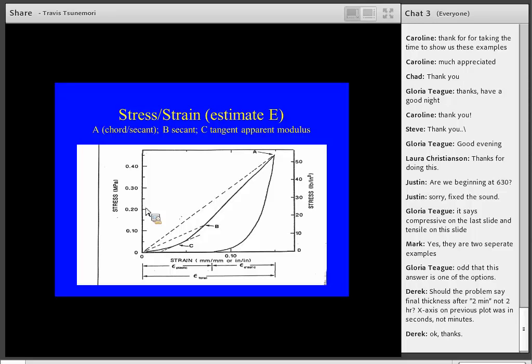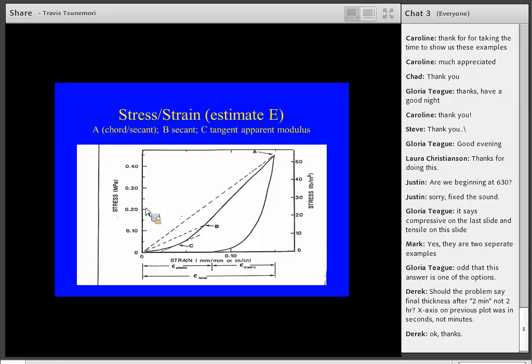But one option is to simply connect the origin and the final point and call that E. Another is to connect to some point on it. Okay, so that could be a secant type method. A third is to, at a particular location of either stress or strain, to draw a tangent. So at that moment, that tangent, at the moment that it's drawn, is C. That's the E value. The slope of that line is the E value at that moment.